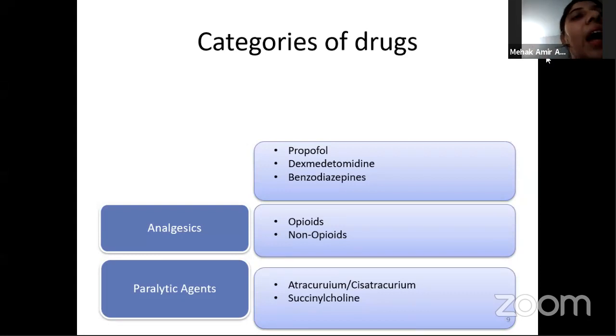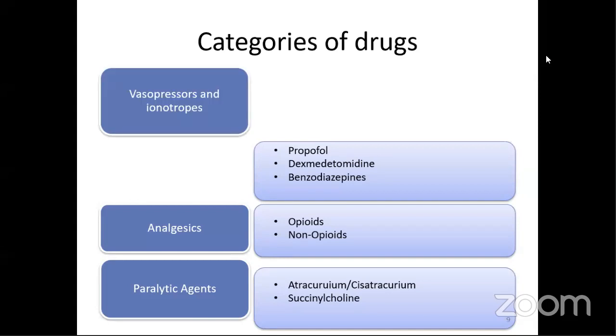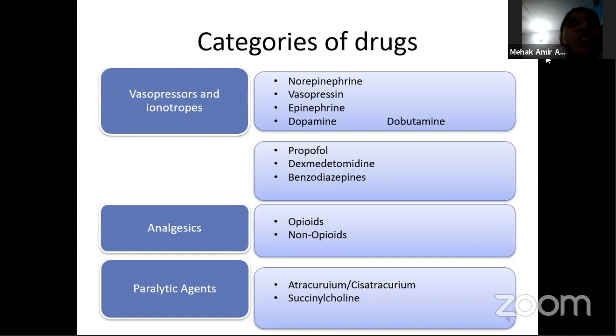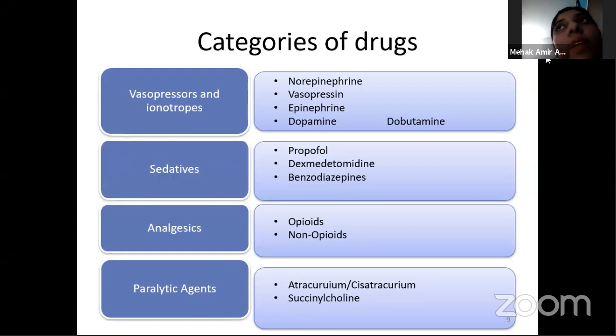Okay. So here are the categories of the drugs which we use in ICUs, that are vasopressors and inotropes. Dr. Noor, just click on that slide so the vasopressor part comes. Yes, sure. Sorry about that. No, it's okay. So vasopressors, inotropes, sedatives, analgesics, and paralytic agents. Here is the list of the drugs which we use, and we will discuss in the later slides one by one.